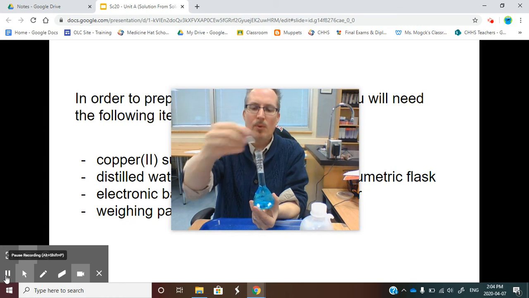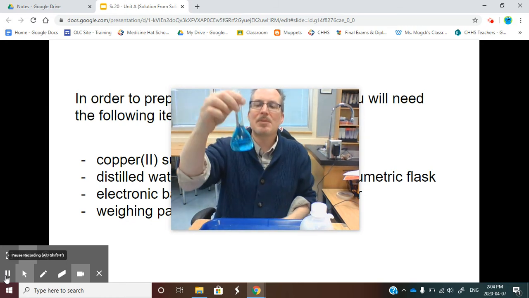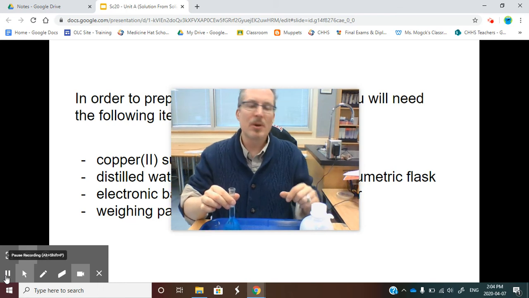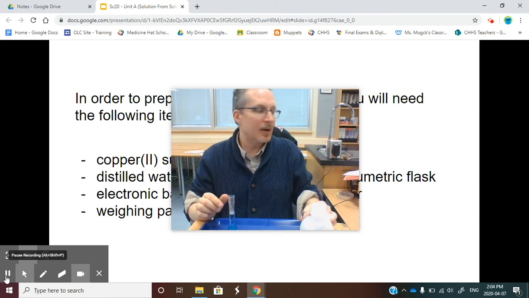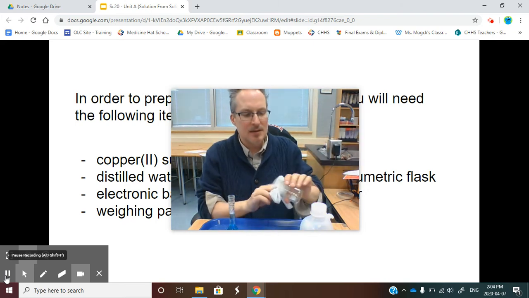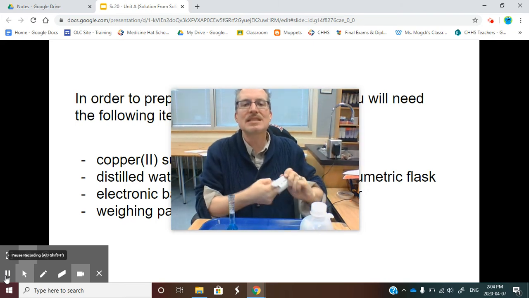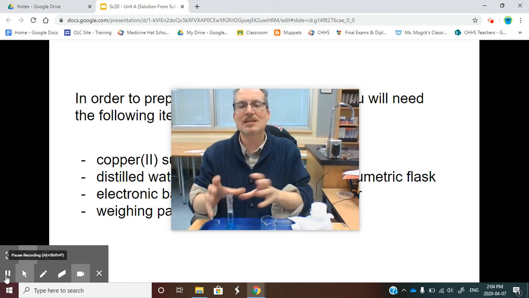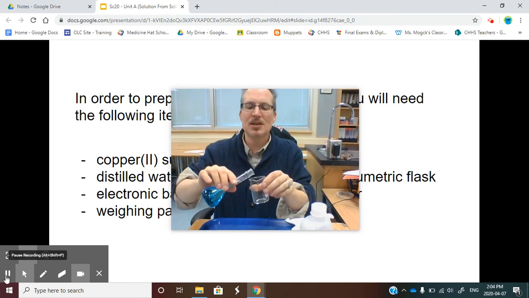Now, you have made up exactly 100 mils of 0.5 moles per liter. What we can do is take an empty beaker and pour this into it, because now we can use this. If I want 10 mils at this concentration, we can use it.